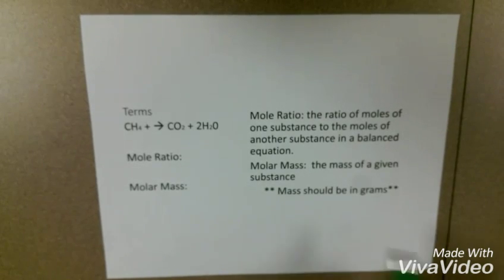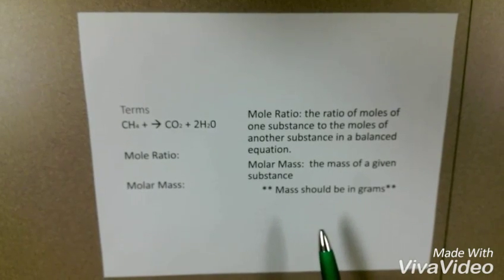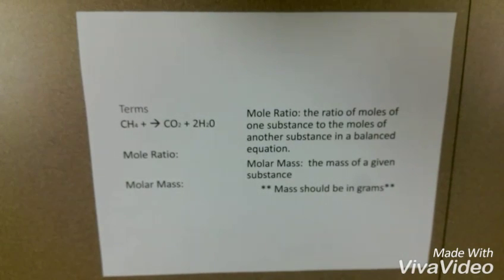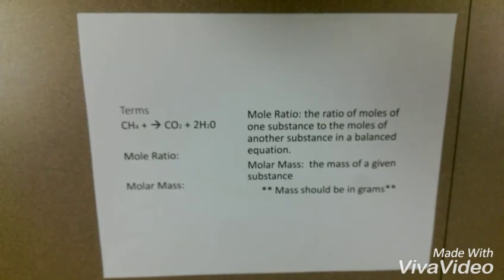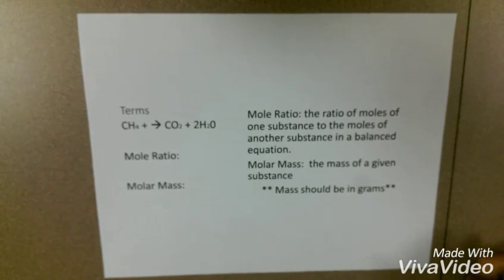For example, there are 2 moles of H2O for every 1 mole of methane. Molar mass is the mass of a given substance, and it should always be in grams. So the molar mass of water, which is found on your periodic table, is 18.016 grams.